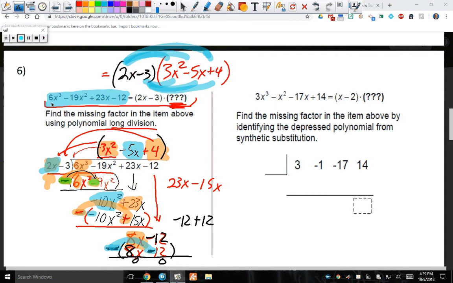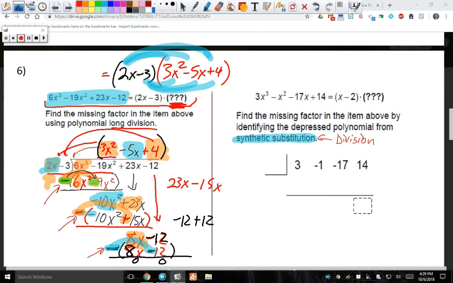Now, this is a lot of work for long division, and a lot of people think that it's difficult. In my opinion, they think it's difficult because of those mistakes that a lot of people make with distributing that negative. However, there is an easier way to do this that's called synthetic division. So this is synthetic division because you are dividing.